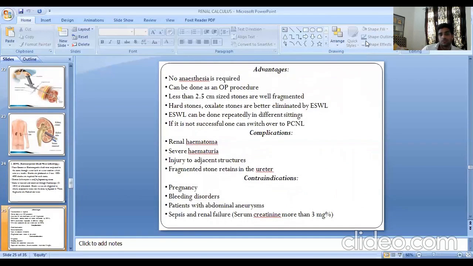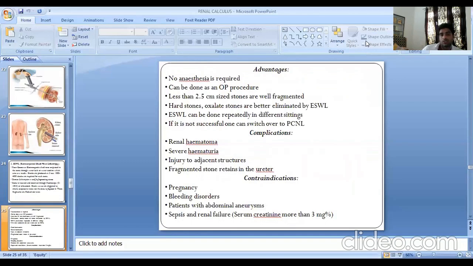Advantage, complication, contraindication. Advantages: no anesthesia required, can be done as an OPD procedure, less than 2.5 centimeter size stones are well fragmented. Hard stones or gray stones are better eliminated by ESWL. ESWL can be done repeatedly in different settings. If it is not successful, one can switch over to PCNL.